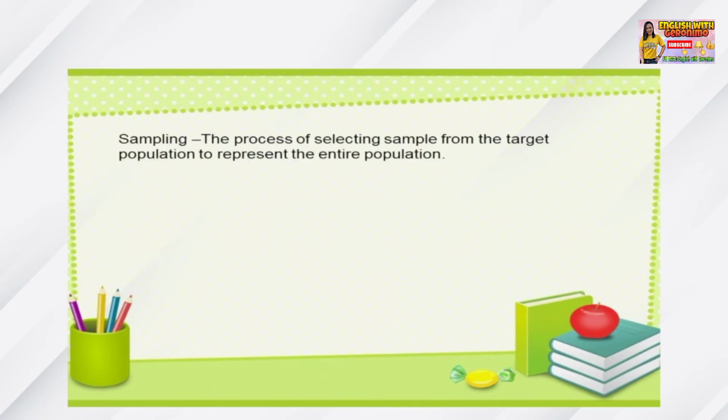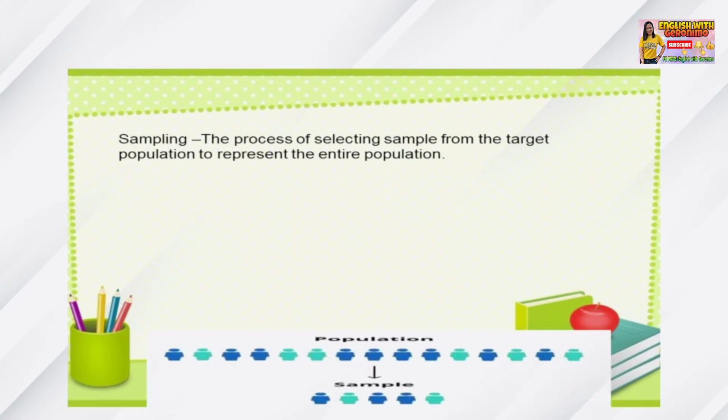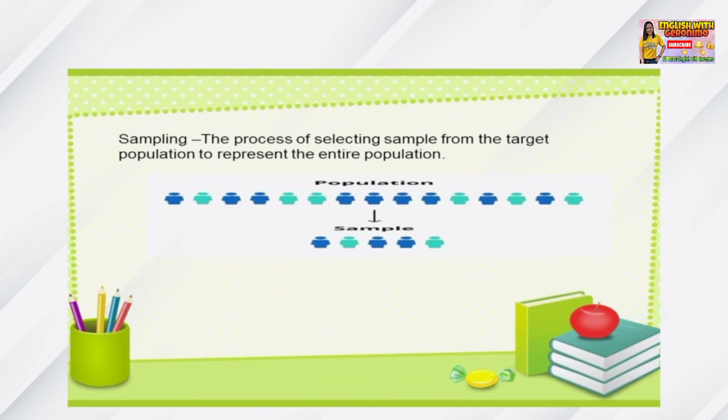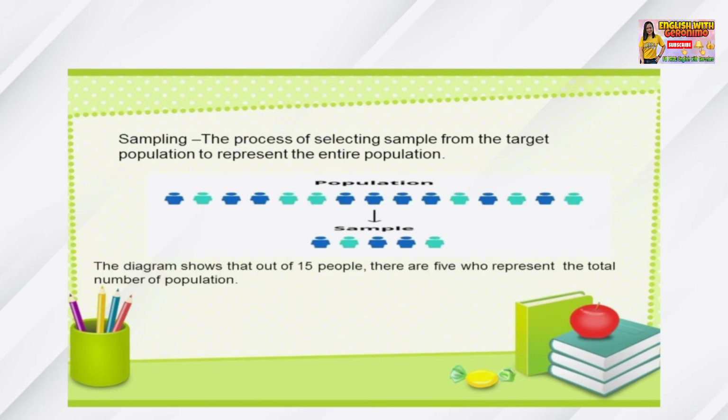Once we identify our target population, we proceed to sampling. This is the process of selecting sample from the target population to represent the entire population. Here is the example. The diagram shows that out of 15 people, there are 5 who represent the total number of population.